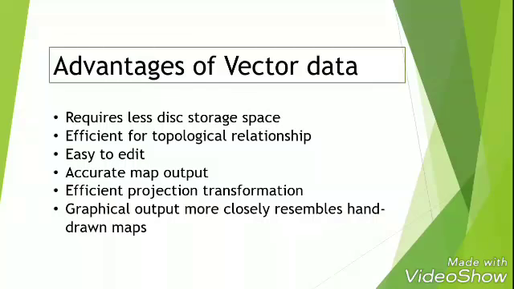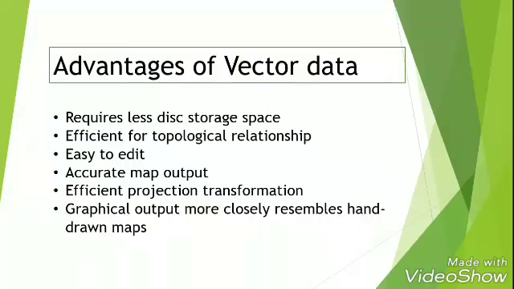The second advantage is that it is efficient for topological relationships. That is, it shows the spatial relationship between 2 features. It is efficient for showing that. Then it is easier to edit. It gives an accurate map output. It gives an efficient projection transformation. And lastly, the graphical output of vector data more closely resembles hand-drawn maps, and because the boundaries are well defined in vector data.